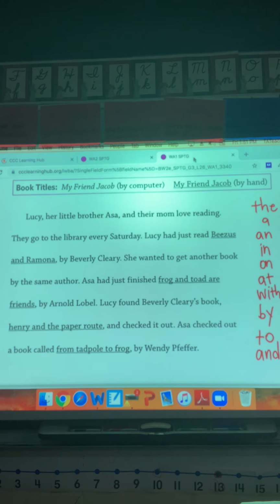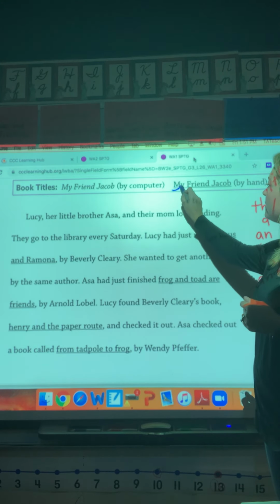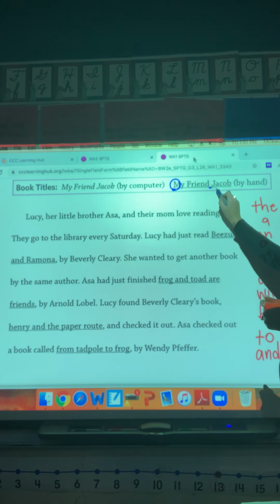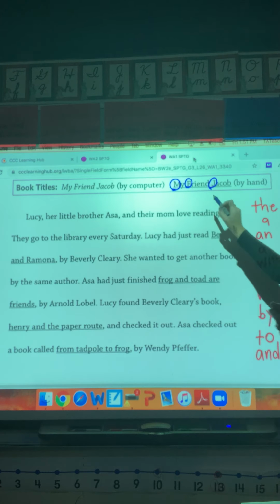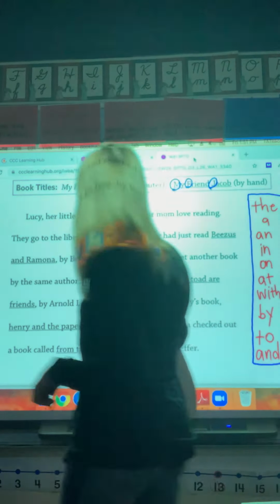Now we're going to talk about how to correctly capitalize book titles. Let's look at our examples right here. I have a little paragraph and there are several book titles here. You always capitalize the first word, the last word, and any important words in between. These small words, the, a, an, in, on, at, with, by, to, and, these are some of the most common words that you will not capitalize in a book title unless it is the first or last. So I want you to write that up here so you will remember that.